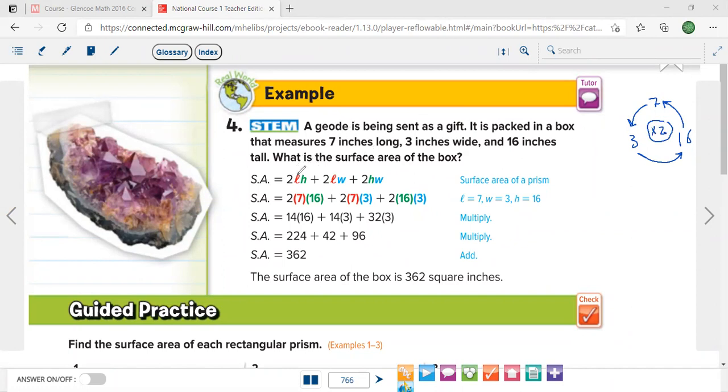So 2 length width plus 2 length height plus 2 height width. So 2 multiplied by 7 by 16 plus 2 by 7 by 3 plus 2 by 16 by 3, and you find out them all, and you will have your final answer. Don't forget to write square inches or inch square.